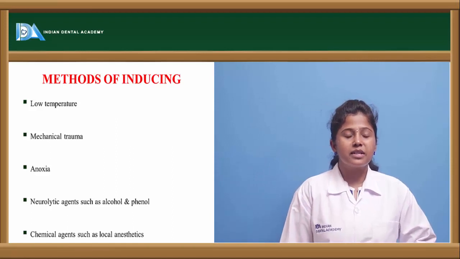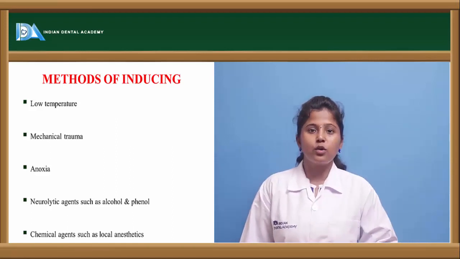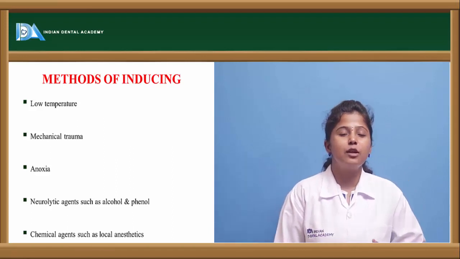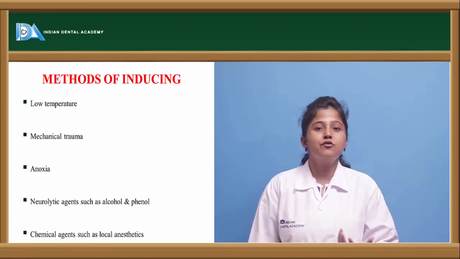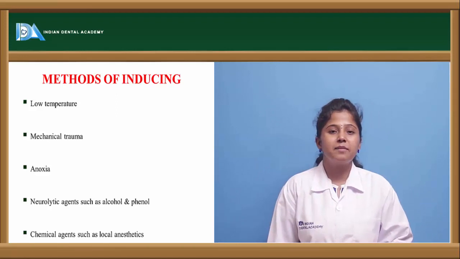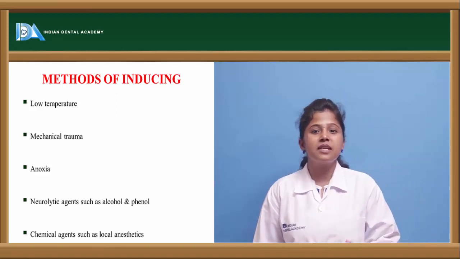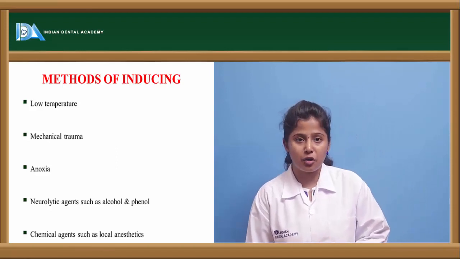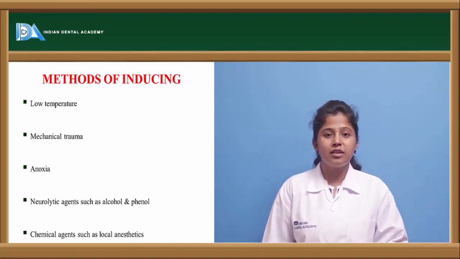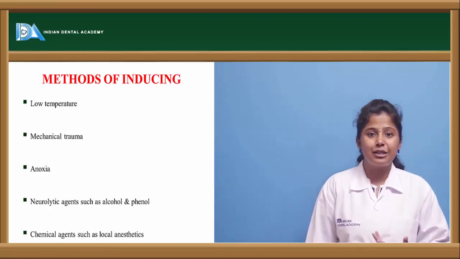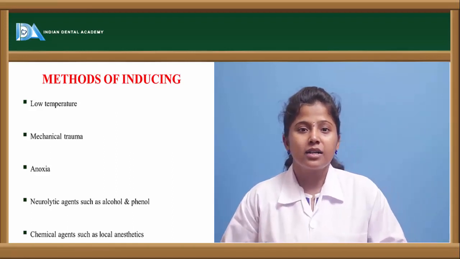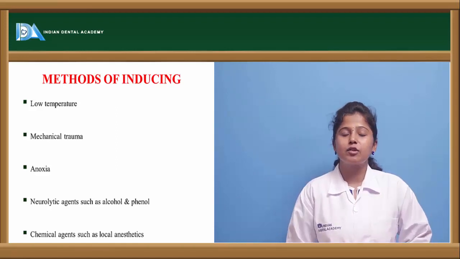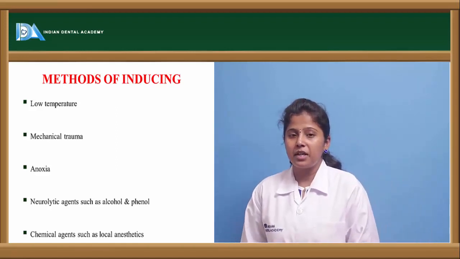A few of the methods are like low temperature. If we give a low temperature or a chilled environment at a particular area, the local area becomes numb and loses its sensation. The other method is mechanical trauma. By giving an external mechanical injury, or some sort of mechanical strength, it gives numbness to the particular area.